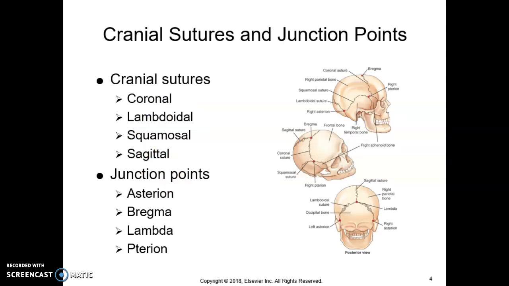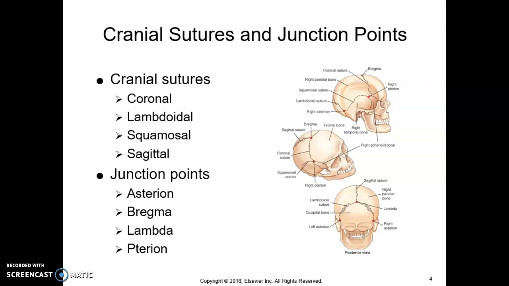Connection is important, and that happens via cranial sutures and specific junction points. Our cranial sutures that we want to focus on are the coronal, lambdoidal, squamosal, and sagittal. Again, really important to know where they are, what they connect, and their general pattern. As you can see, some of them are a little bit more squiggly. Some of them have a Y shape or curved shape. So just becoming very familiar with what they are, what they do, what they connect.